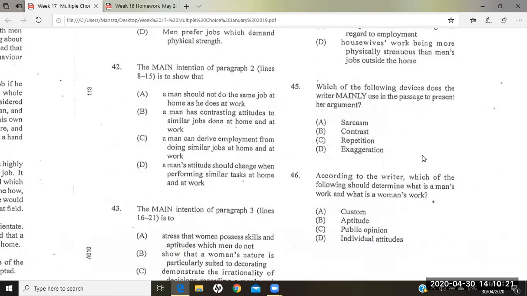Good. 46 says, according to the writer, which of the following should determine what is a man's work and what is a woman's work? Is it custom, aptitude, public opinion, or individual attitudes? Which one should determine a man's work and a woman's work? So not individual attitudes, it's not D. Try again, Regan.